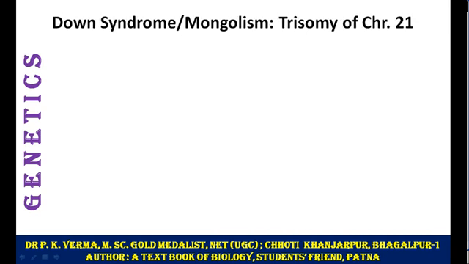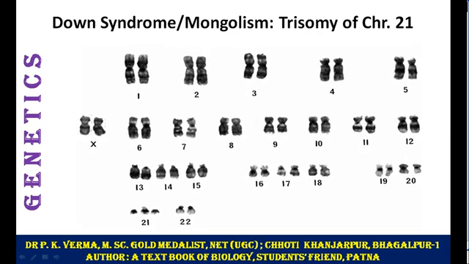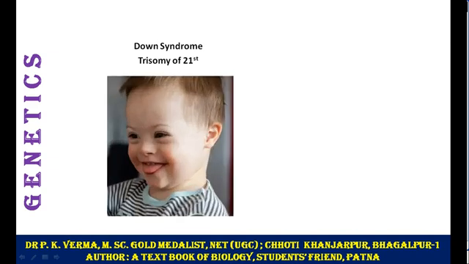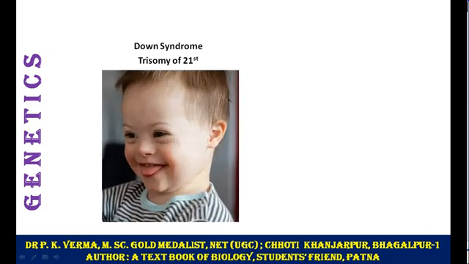Another and very common case is Down syndrome or Mongolism. In this case, there are 3 copies of chromosome number 21. Where is 21? In the last lower row. The first 3 chromosomes are 21 chromosomes. Now see a child with Down syndrome, that is trisomy of 21. Usually this child has a longer tongue and it is always projected out.